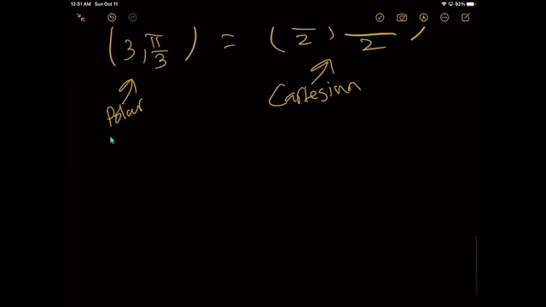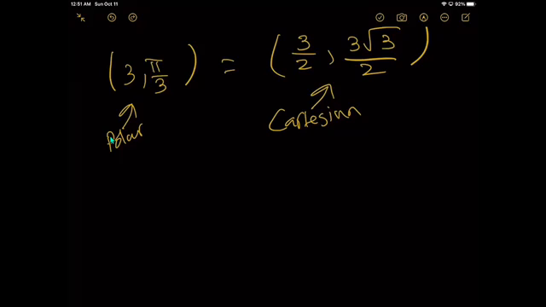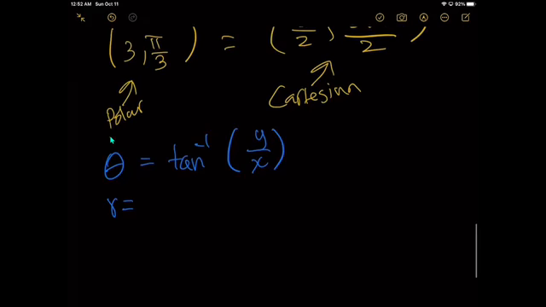Now, how can we convert from Cartesian, or the rectangular coordinates, back to polar coordinates? Well, you can think of these as separate right triangles. So you can technically just use right triangle formulas, SOHCAHTOA, which gets us that the angle theta is equal to tan inverse of y over x, and r is equal to, using the Pythagorean theorem, the square root of x squared plus y squared.